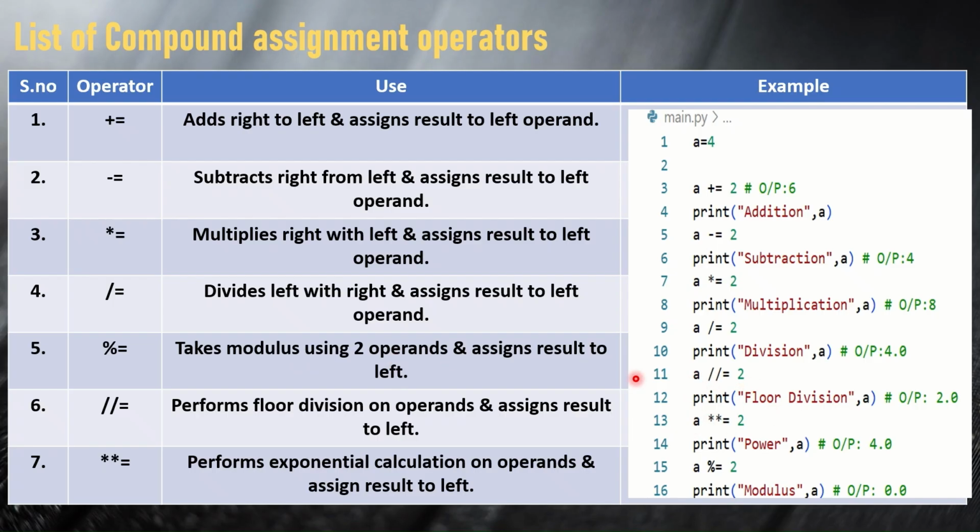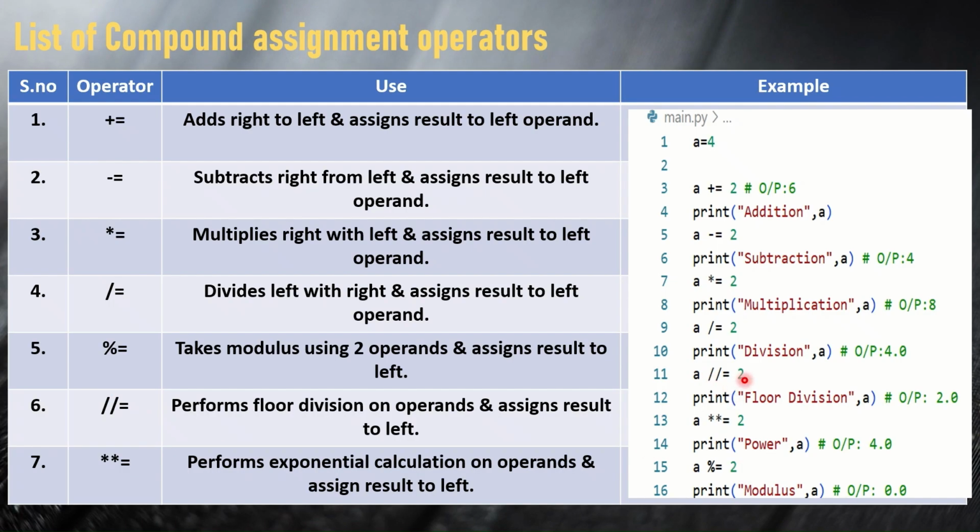Here you can see a percent equals 2. That outputs a zero value, depending upon the value of a in the previous step. Similarly, we have this compound assignment operator that is mainly responsible for floor division on operands. And finally, the result can be assigned to the left. So this compound assignment operator is for regular division, and this compound assignment operator is for floor division.